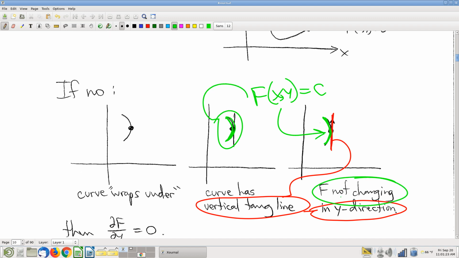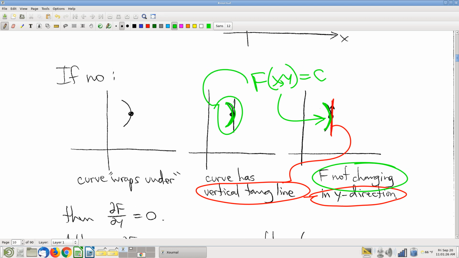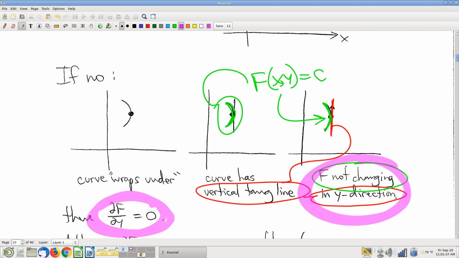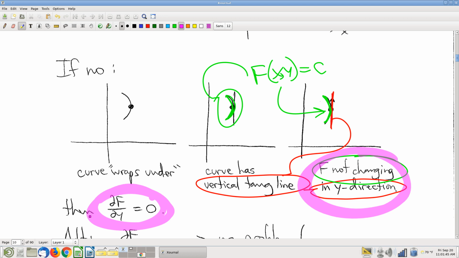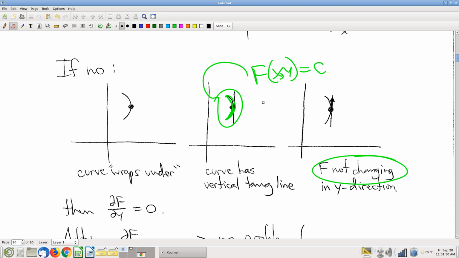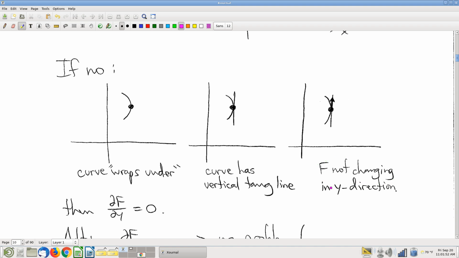And so, look, if you just say the words in a slightly different way, you could say the curve has a vertical tangent line, or you could instead say that the function is not changing as you're moving in the y direction. It's just a rephrase of how to interpret that picture. So specifically then, this partial derivative is 0. Okay, so now how do we turn this into a theorem? We're going to turn this into a theorem by turning this statement around with what we call the contrapositive.